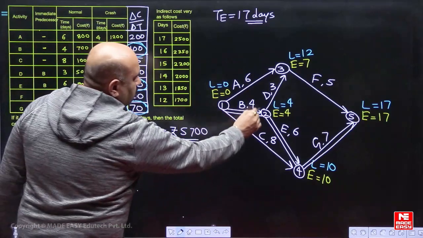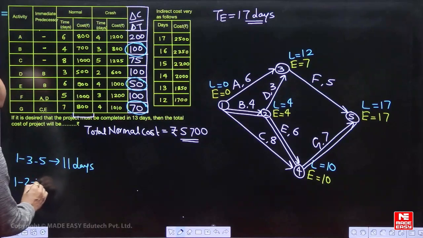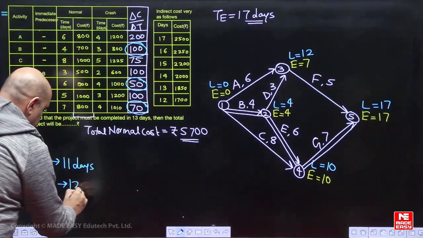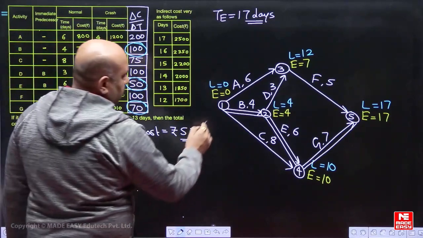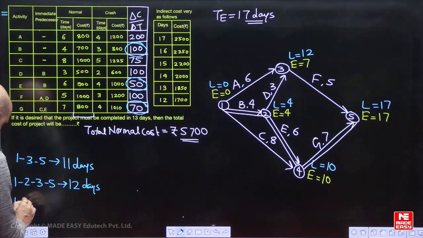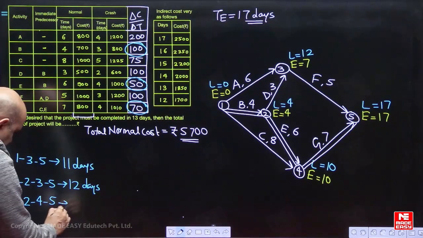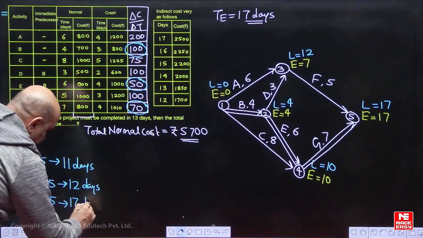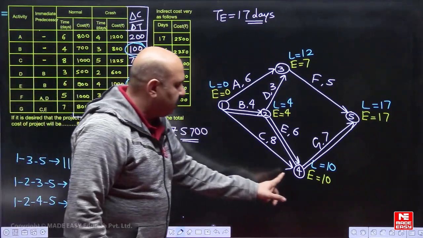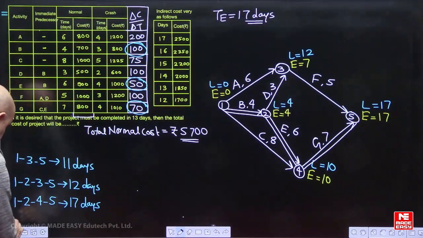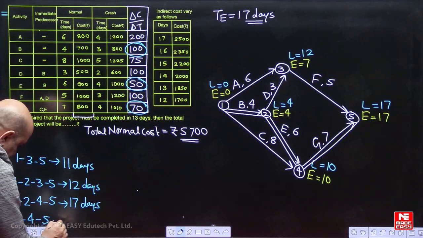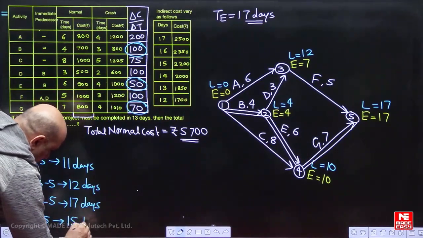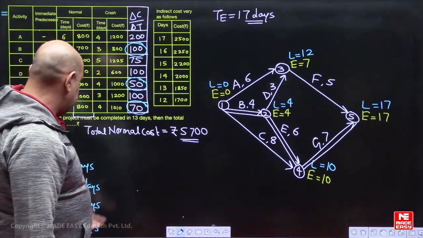The second path is 1, 2, 3, 5. You should understand the concept. Time will be 4 plus 3, 7, 7 plus 5, 12 days. Third path is 1, 2, 4, 5. Four plus 6, 10, 10 plus 7, 17 days. Then the last one, 1, 4, 5. Eight plus 7, 15 days. The maximum time consuming path is our critical path also.